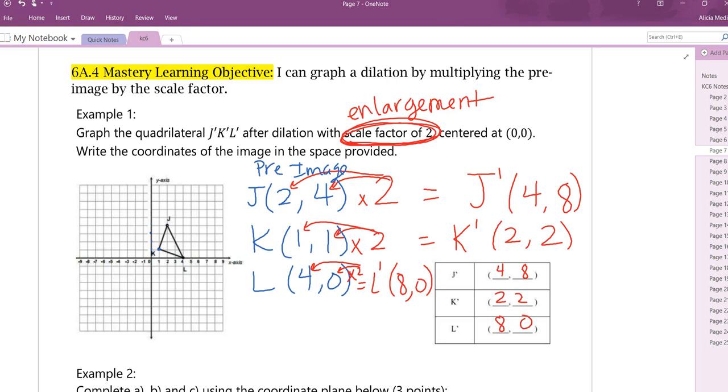Now I'm going to go ahead and label this new picture using these new ordered pairs. So J prime is at 4, 8. So go over 4, count up 8. 1, 2, 3, 4, 5, 6, 7, 8. So right here, this is J prime. Then I'm going to go to K prime. That's at 2, 2. So over 2, up 2. This right here is going to be K prime. And then L prime is over 8, up 0. So this is L prime. Now what I can do is go ahead and connect these dots.